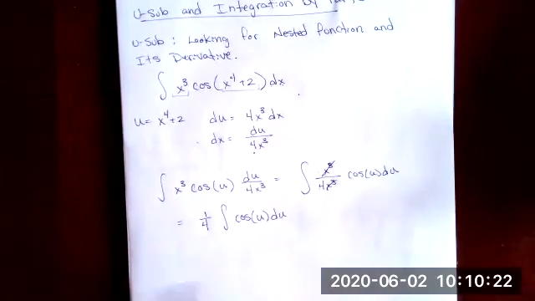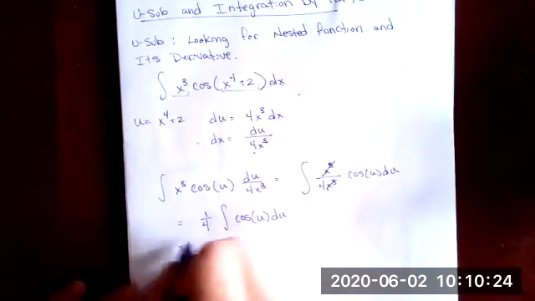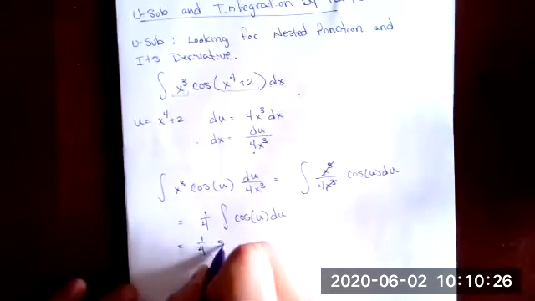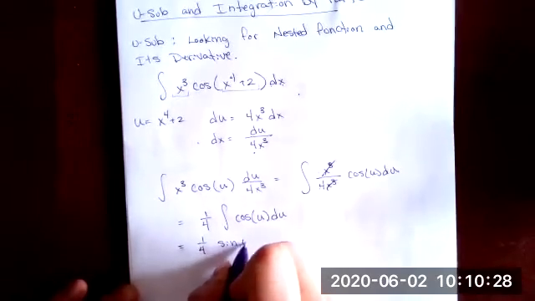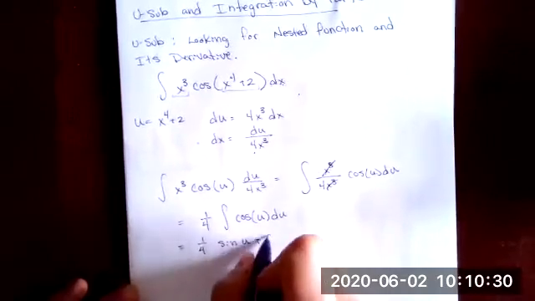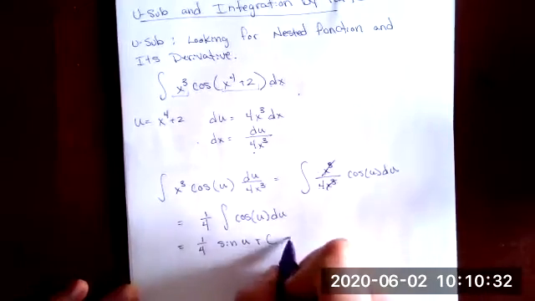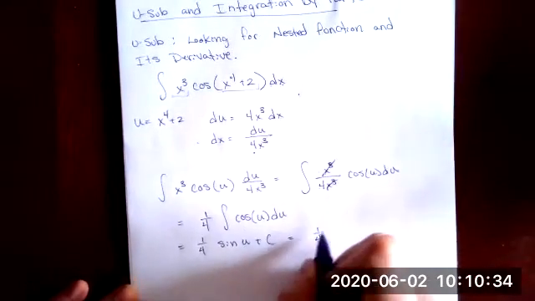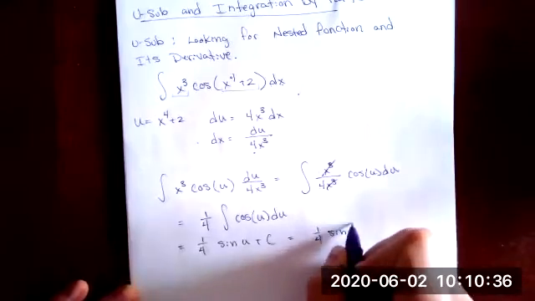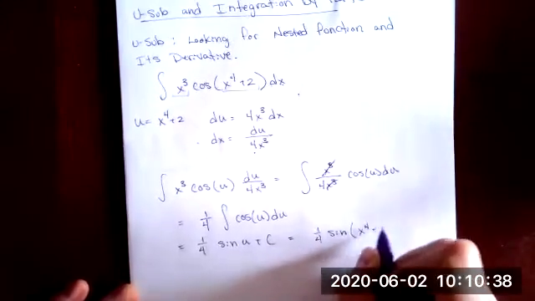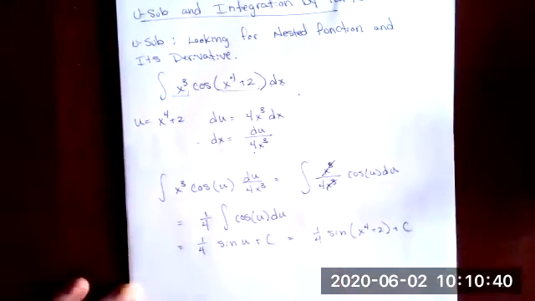You guys still see that? And then we just go ahead and do the integral. So we've got 1/4 sine u plus a constant. And then we back substitute: 1/4 sine of x to the fourth plus 2, plus our constant.